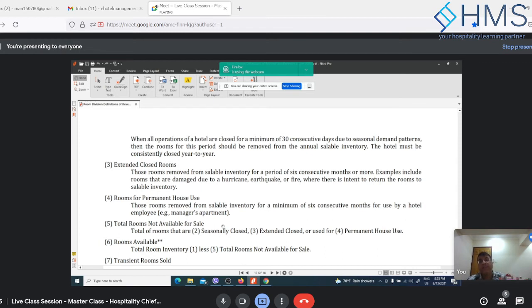Now the question is, when you start closing, if you don't know, let's say there is an earthquake, right? Or a fire, and you think that you will be able to complete the rooms in 3 months. So will you exclude it from the room inventory, or will you wait for 6 months to be completed? What will you do? Any idea?